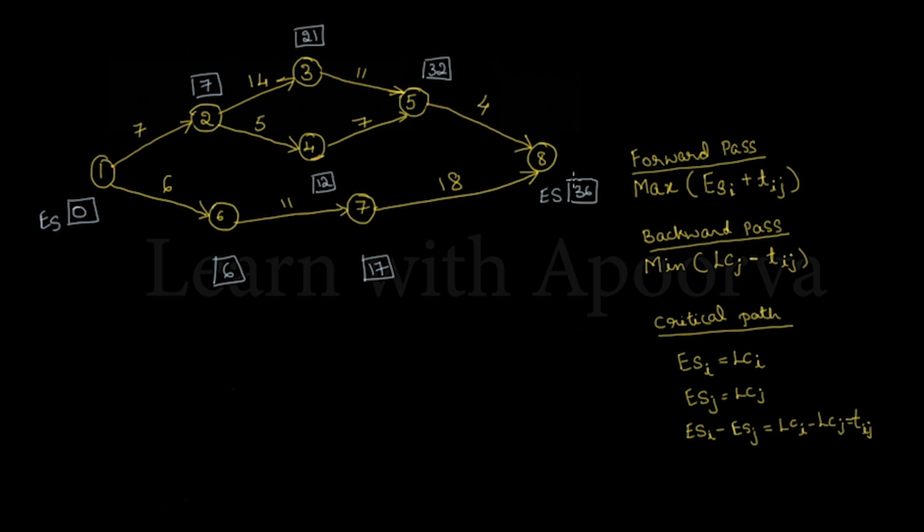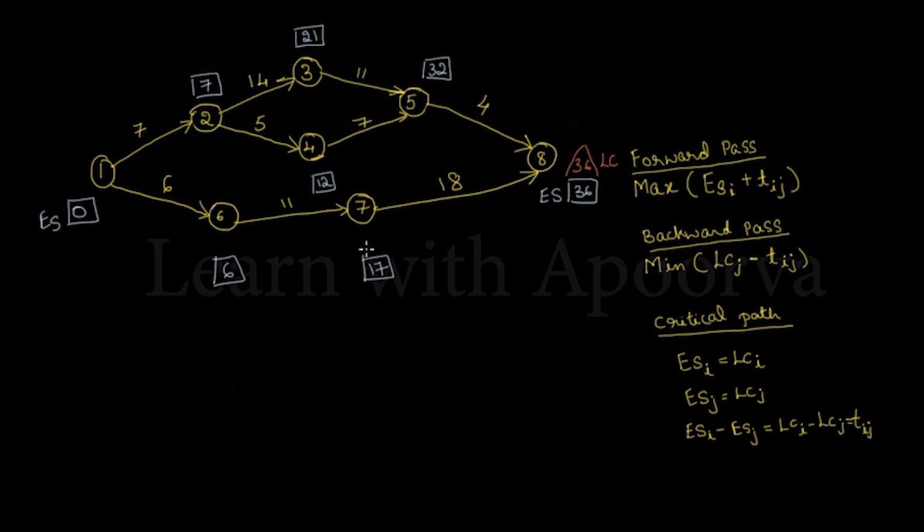For the backward pass, we will move from node 8 to node 1. For node 8, the earliest starting time itself will be the latest completion time. So 36 itself will be the latest completion time for node 8. After node 8, we will go to node 7.